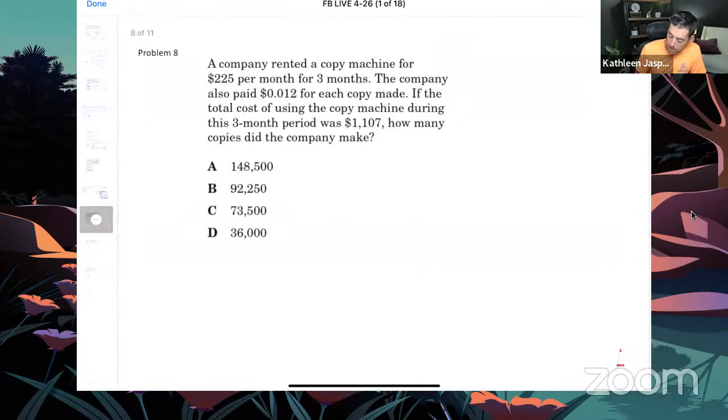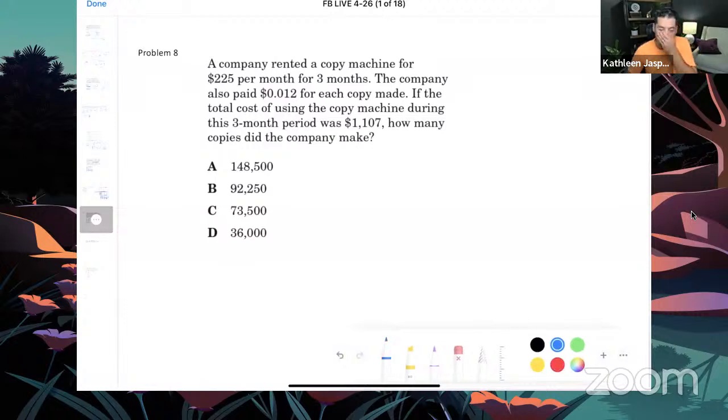Next one. So we've got a company rented a copy machine for $225 per month for 3 months. The company also paid, looks like, a little more than a penny, $0.012 for each copy made. If the total cost of using the copy machine during this 3-month period was $1,107, how many copies did the company make?